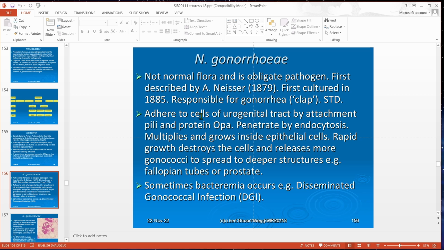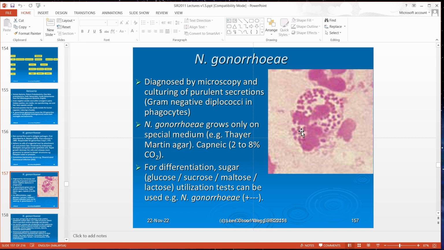The bacteria adhere to cells of the urogenital tract by attachment pili and the protein Opa. They penetrate by endocytosis, then multiply and grow inside epithelial cells. Rapid growth of the bacteria will destroy the cells and release more gonococci to spread to deeper structures, for example fallopian tubes and prostate. Sometimes blood infection or bacteremia occurs and is known as disseminated gonococcal infection. Under microscopy, you will be able to see gram-negative diplococci in phagocytes.